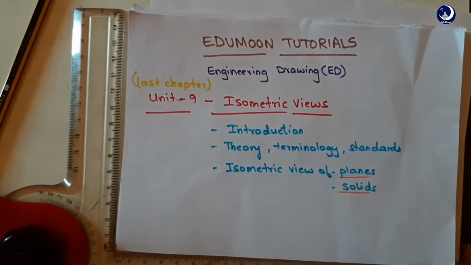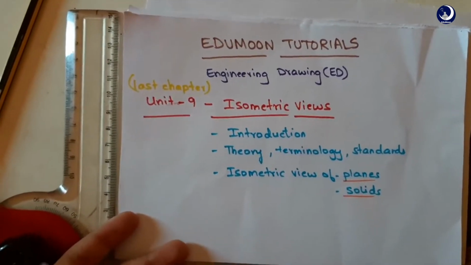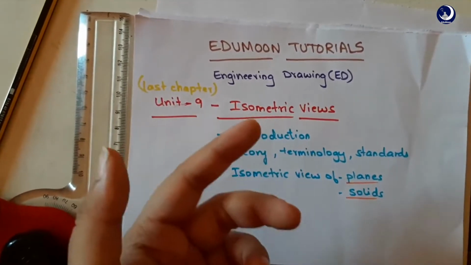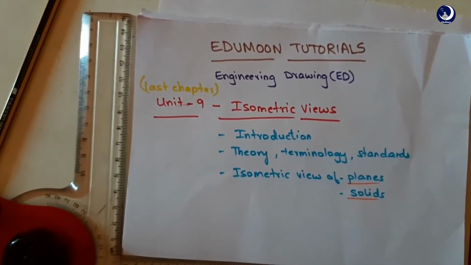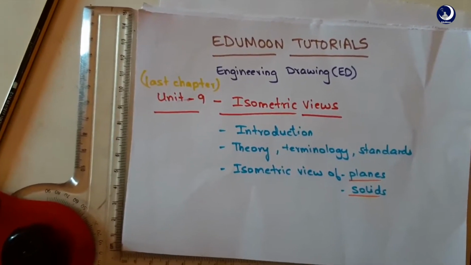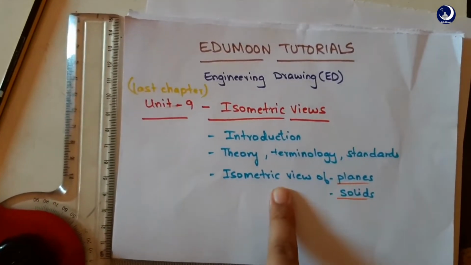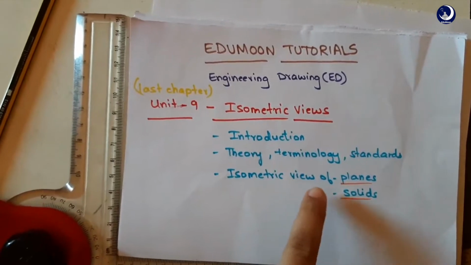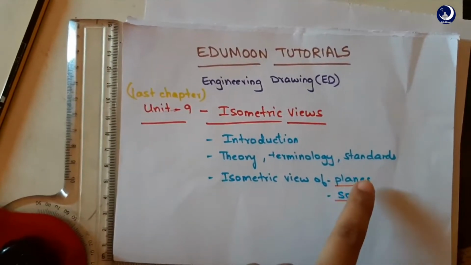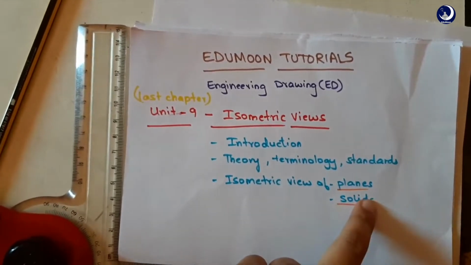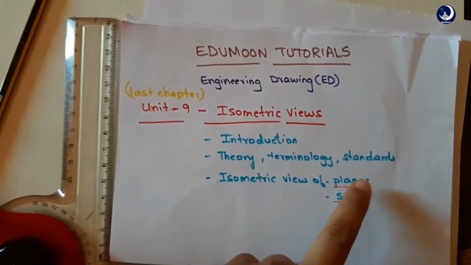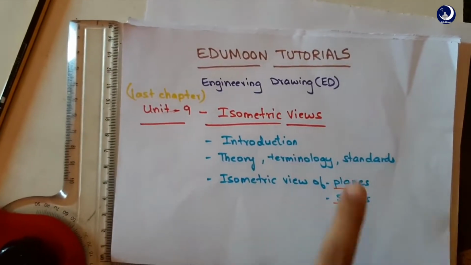So let us take a look at some introductory topics: what is an isometric view, what is isometric projection, and what does the term isometric mean. In the next videos we'll be drawing isometric projections of planes and solids. So the questions are going to be on planes and solids, and in the later videos we'll discuss how to solve some questions on them.